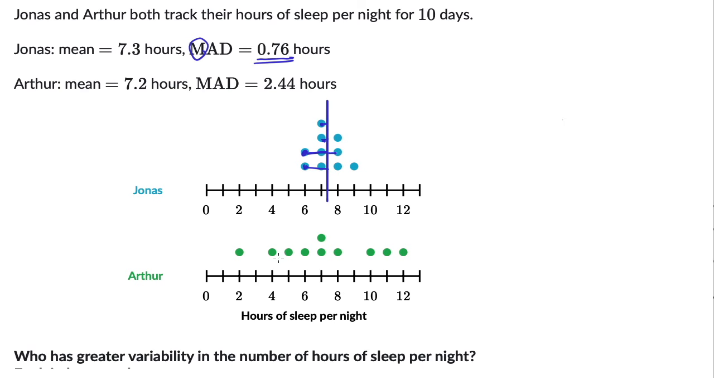And for Arthur, the mean is a little bit lower. Let me see. It's maybe right over there. But they're not asking us to compare the means. They're asking us to compare the variability, just like we did in the last example. And so here we see the mean absolute deviation is much, much higher. So just looking at this gives us a pretty good signal that Arthur's data had much more variability. And you can also see that visually right over here. You have many more data points that are pretty far away from the mean than you see in Jonas's situation.